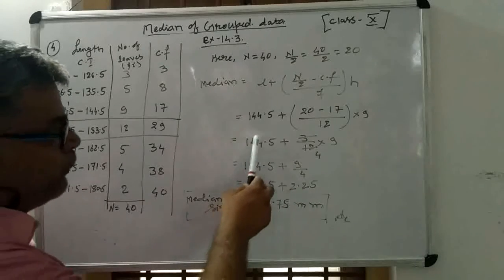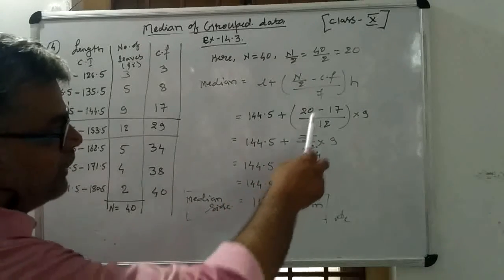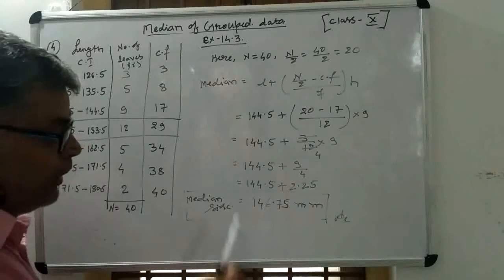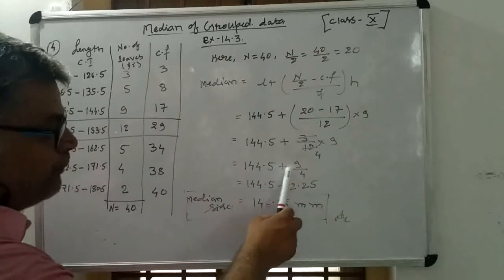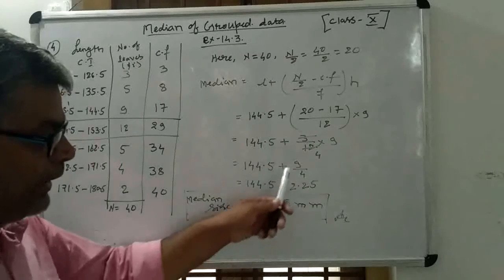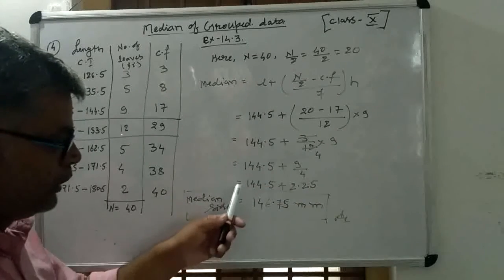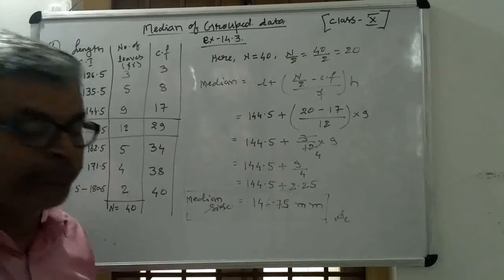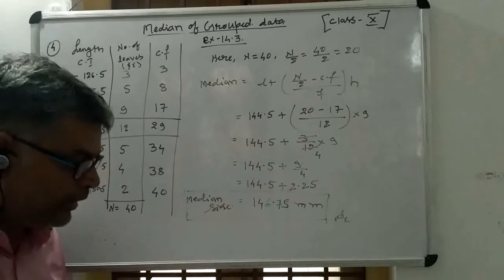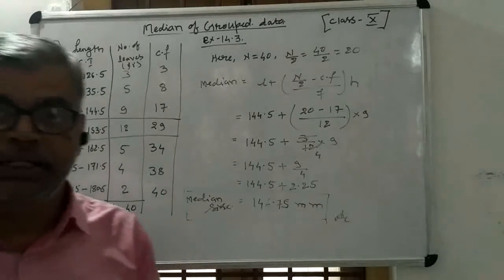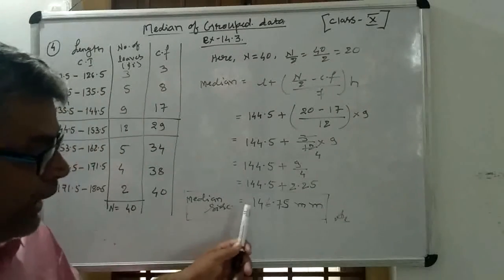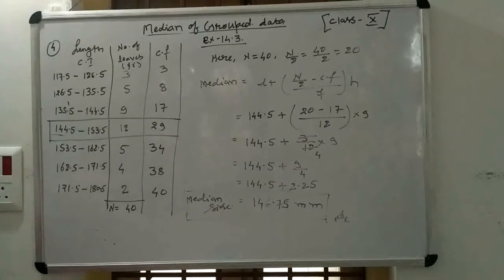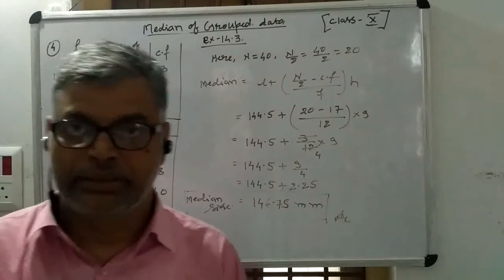Simplifying it, 144.5 plus 3 by 12 into 9, 3 fours are 12 so it gets cancelled. So we have 144.5 plus 9 by 4, and dividing 9 by 4, you will get 144.5 plus 2.25, and adding it together, we got the median size of the leaves of the plant as 146.75, and in this manner this question has been completed.